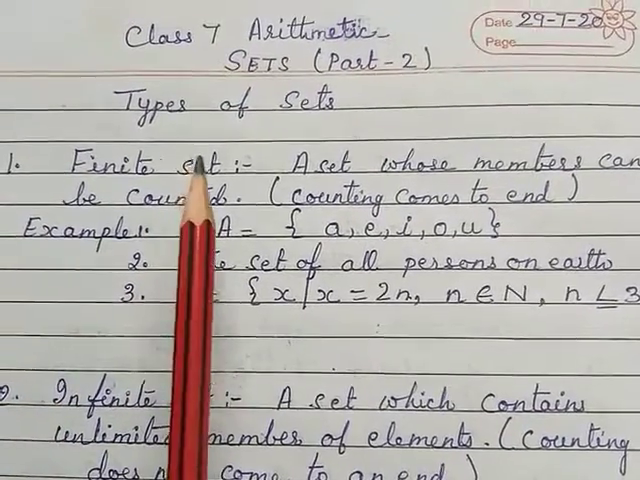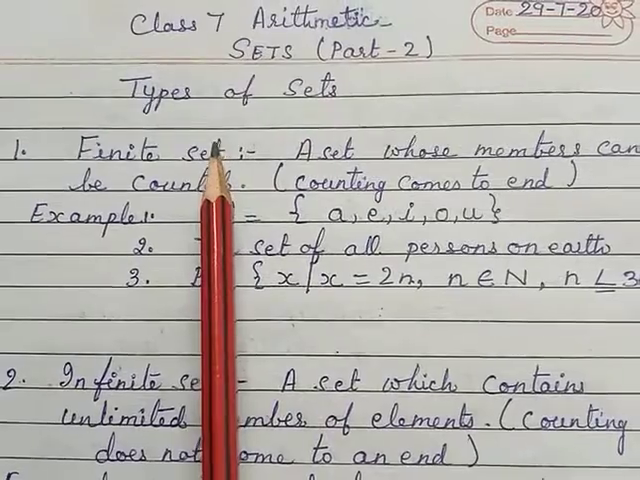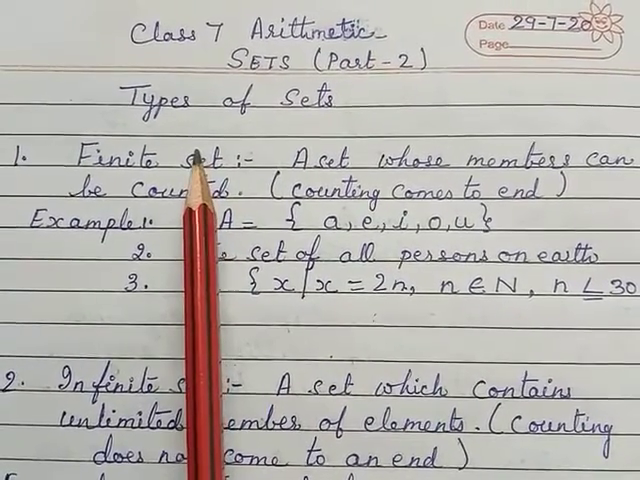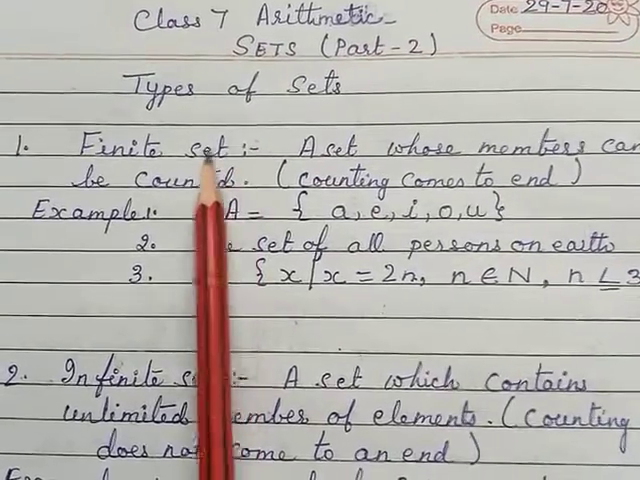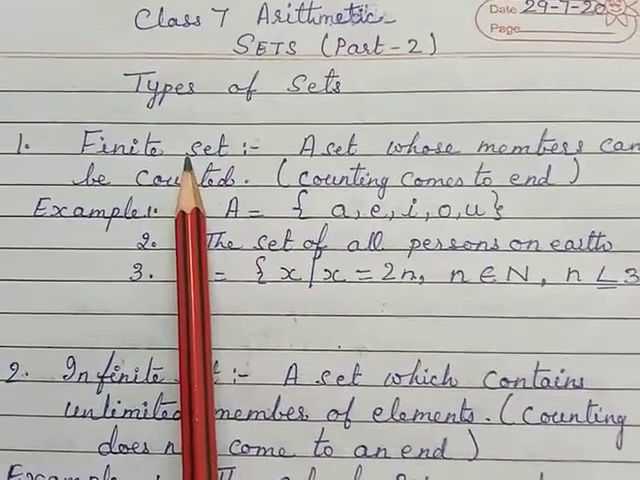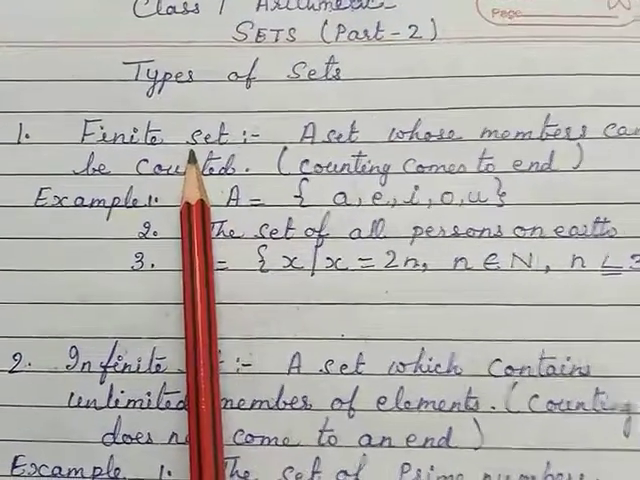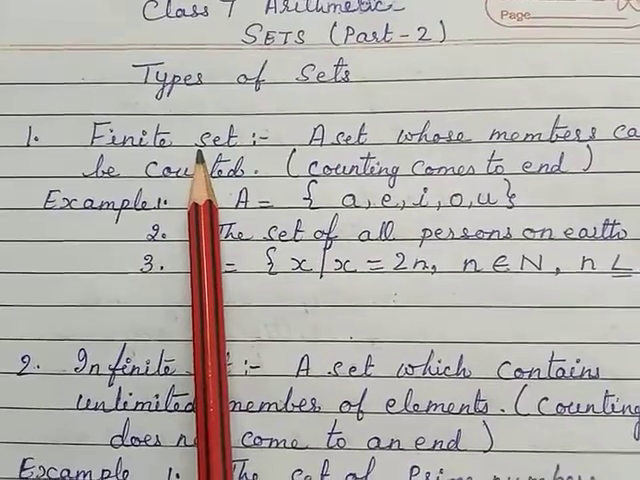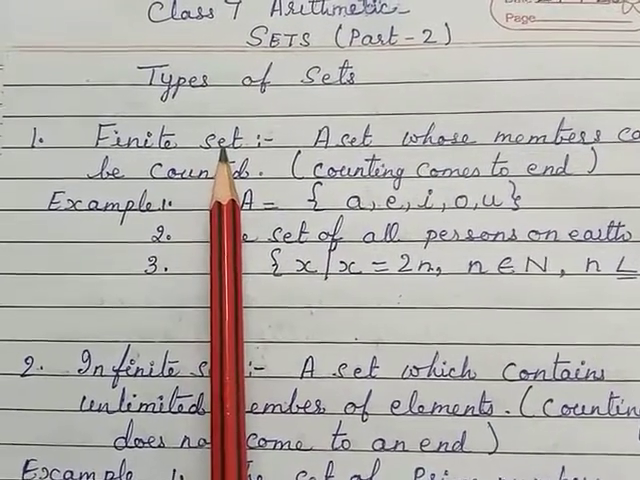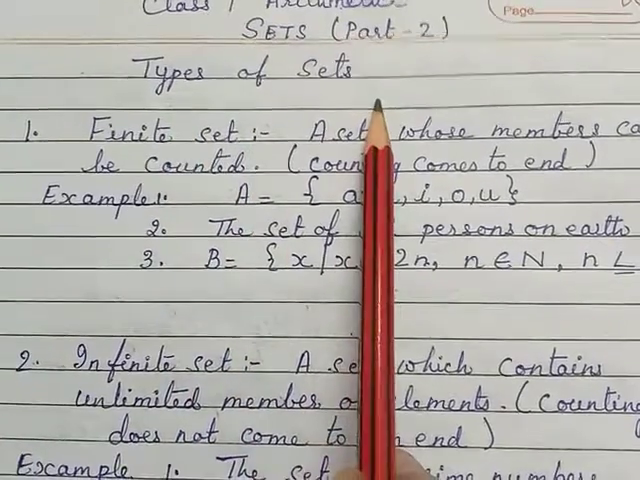In the previous session, I explained what a set is. A set is a collection of well-defined objects. Then I explained that sets can be specified by different methods like the description method, roster method, and the set builder method. Today I will tell you about the types of sets.